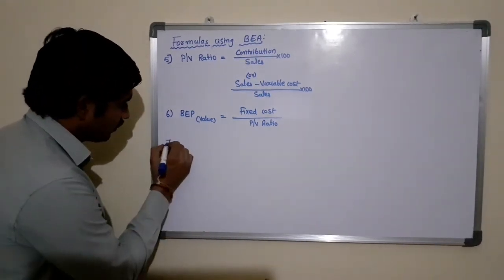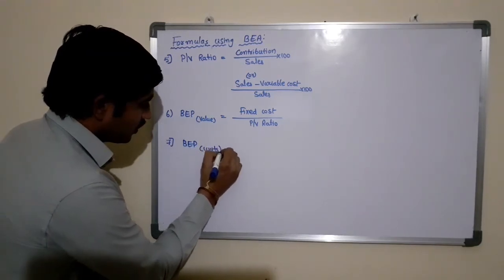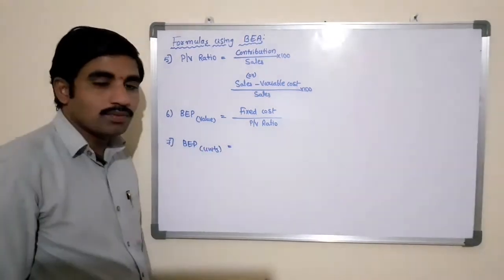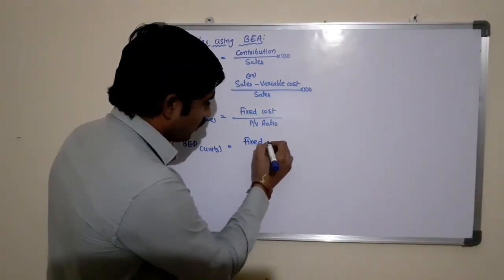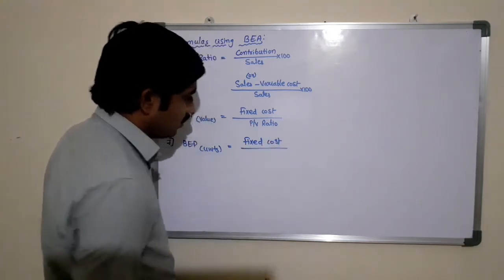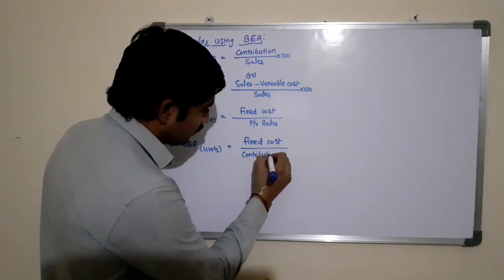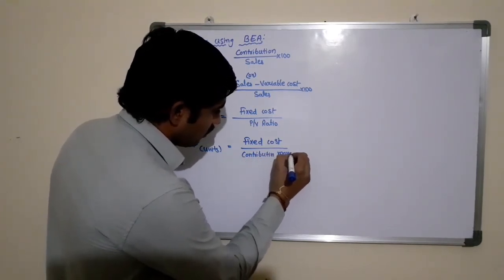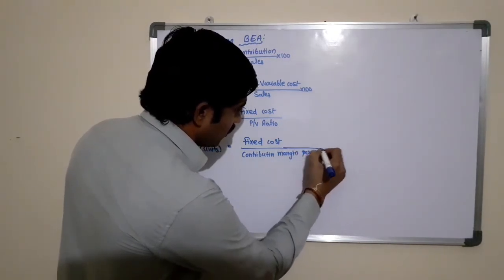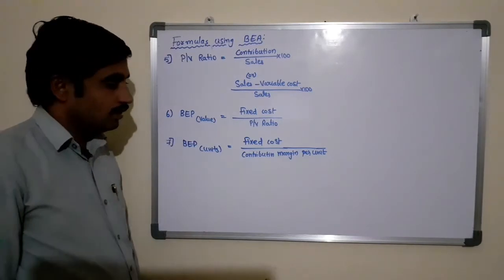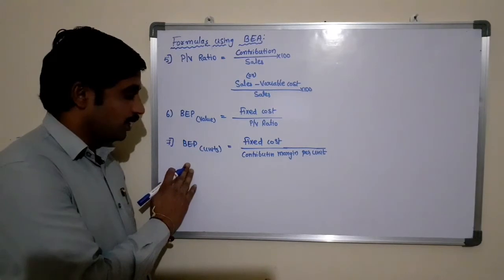The next one is break-even point in terms of units or in terms of volume. So here the formula for calculation of break-even point in terms of units equal fixed cost by contribution margin per unit. Contribution margin per unit. Fixed cost by contribution margin per unit is the formula for calculation of BEP in units.